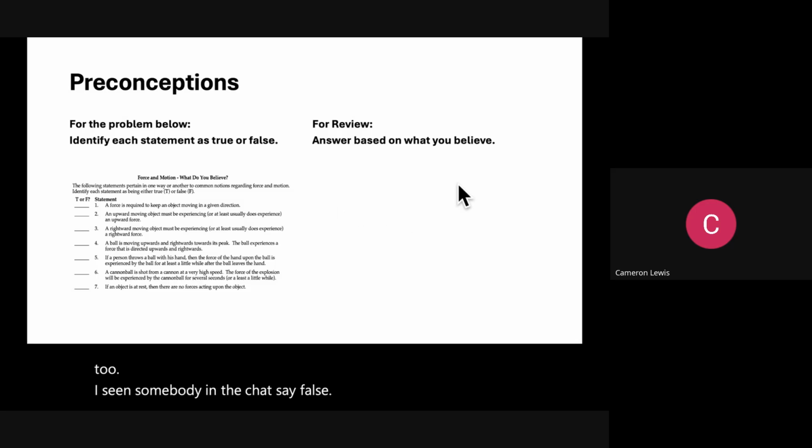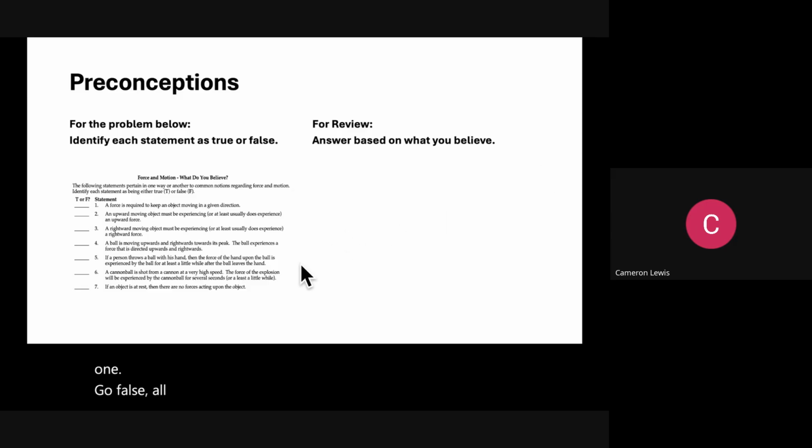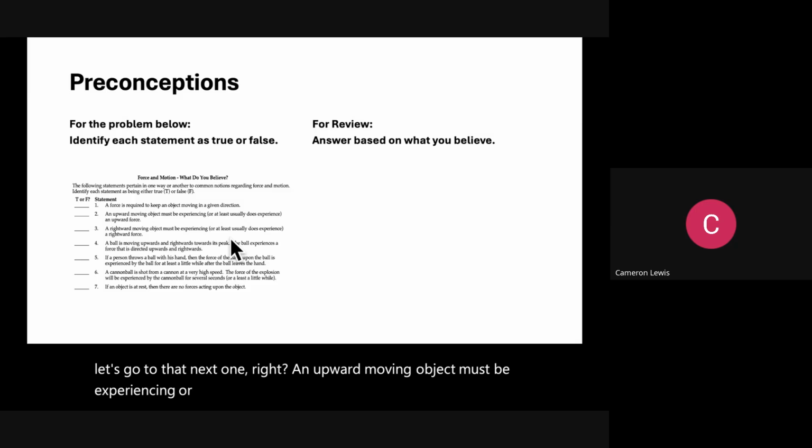So what are we consensusly saying? Are we saying true or are we saying false? I heard a lot of false, so I might just take false on that one. Going false? All right, so the first one we're gonna say is false. Now let's go to that next one, right? An upward moving object must be experiencing, or at least usually does experience, an upward force. True or false?